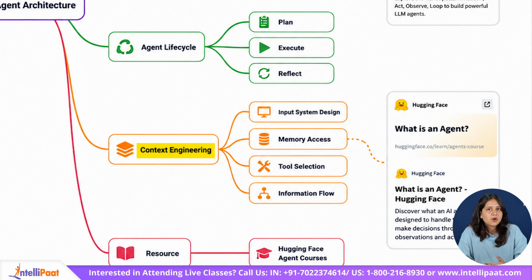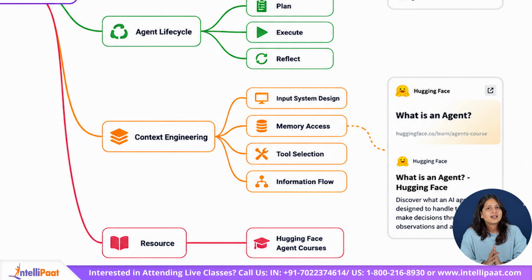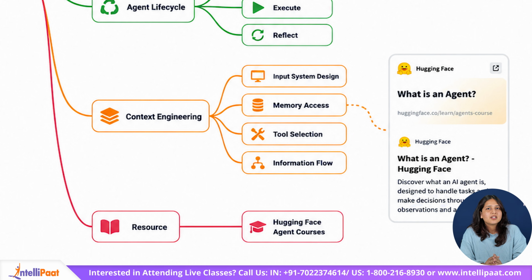Instead of just writing prompts, you start designing the entire input system: what instructions the model gets, what memory it has access to, what tools it can use, and how information flows through the system. Think of it like this: if the model is the brain, then context is the environment you place it in. And the better the environment, the better the decisions. A great free starting point here is the agent courses and materials from Hugging Face, which focuses heavily on hands on learning.